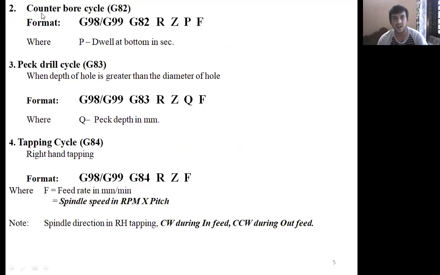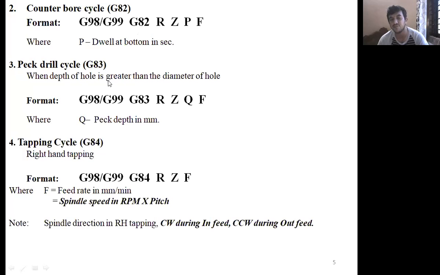Next, the counter boring cycle. Counter bore means you already drilled a hole on one side and now go for an enlarged hole, right? That is called counter boring. This is the format we use. Generally, counter bore will not be used. Next one, peck drill. That is important. Peck drill cycle, that is G83.